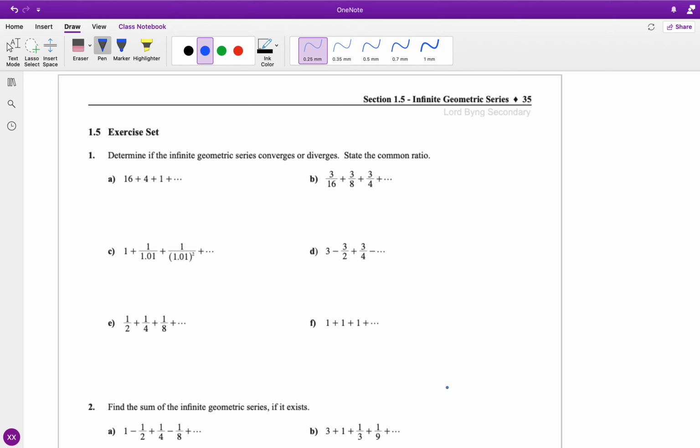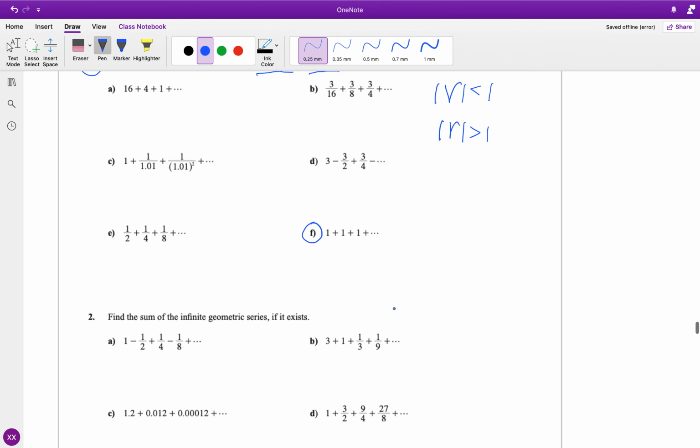Let's take a look at the exercise set in 1.5. Now, question number 1. This is fairly straightforward. You only needed to see whether or not it converges or diverges, which depends on r. If the absolute value of r is smaller than 1, it converges, but if its absolute value is larger than 1, then it diverges. For example, this one equals 1, so it's not smaller than 1, so absolutely this diverges.